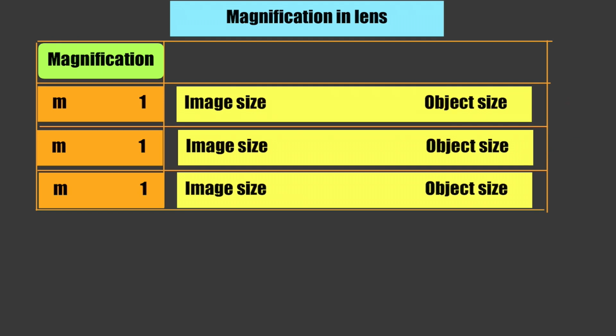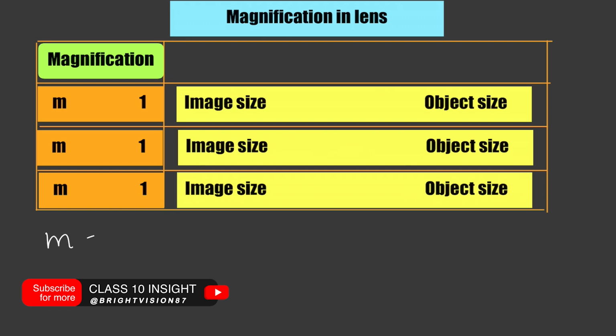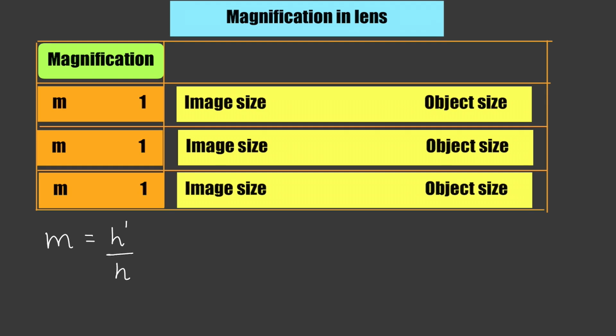We all know the formula used to find the magnification in lenses is small m, that is the magnification is equal to h dash by h, that is equal to h dash by h, where h dash is the height of the image and h is the height of the object.